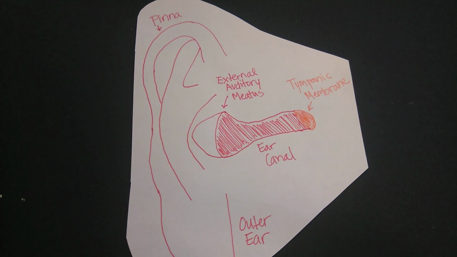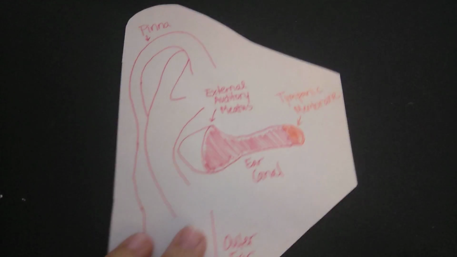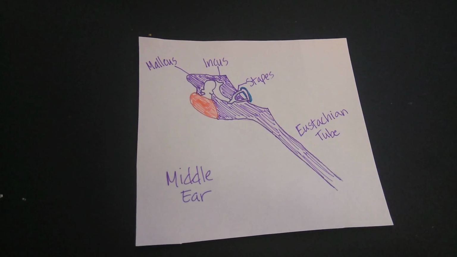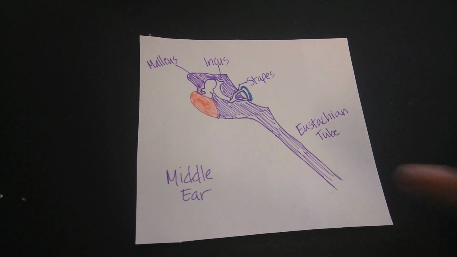The sound waves cause the tympanic membrane to vibrate, which causes the bones of the middle ear to vibrate. The middle ear is an air-filled cavity with 3 bones and 2 muscles. The bones, the malleus, incus, and stapes, are collectively called the ossicles, and the muscles are the stapedius and tensor tympani. Air pressure of the middle ear is regulated by the eustachian tube.